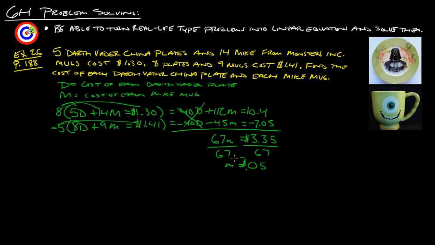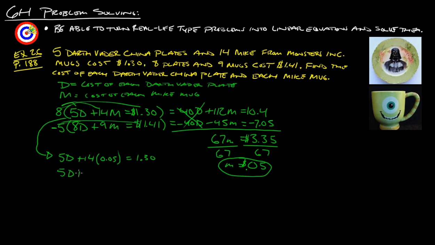Alright, so now that we know what the Mike mugs cost, let's go back and calculate what the Darth Vader plates are going to cost. I'd suggest plugging it back into one of these two original equations. I'm going to use this first one here. So let's bring this equation down here: 5 times D plus 14 times m, which we now know is 0.05, equals 1.30.